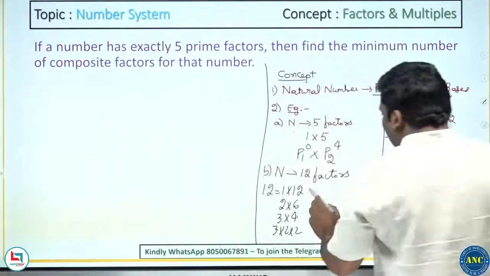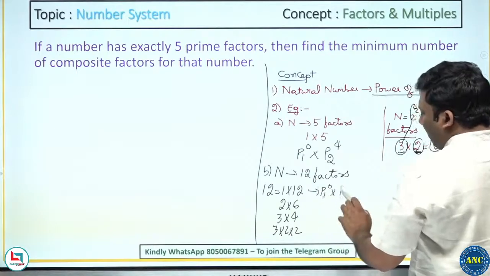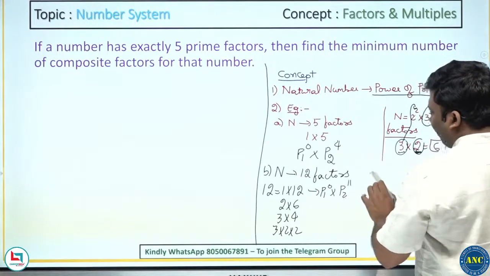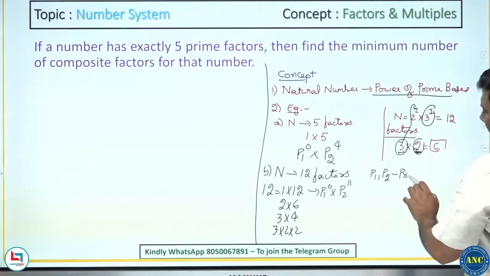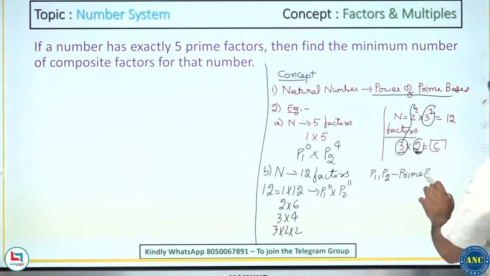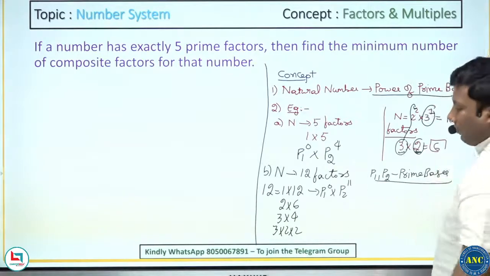If it is 1, power will be 0. Are you all with me? 12 means power will be 11. P1 and P2 are prime numbers. Prime bases. Every natural number can be written as a power of prime bases.